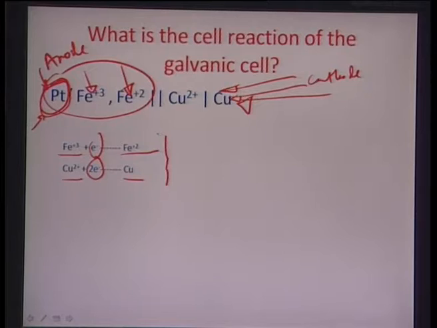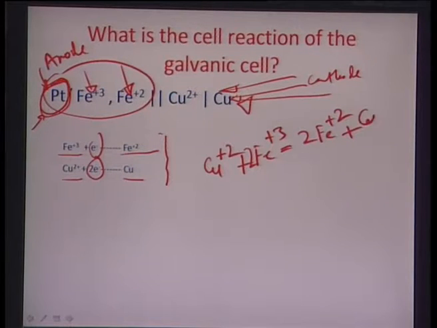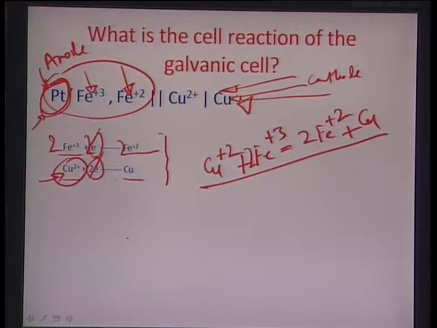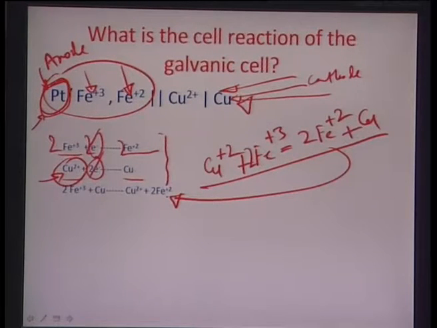In order to balance these two, we can easily write the final reaction as Cu2+ plus 2 Fe3+ giving 2 Fe2+ plus Cu. This is just for the purpose of charge balance. So, you have to generate 2 electrons here to compensate for the 2 electrons which are needed to reduce the copper to its copper 0 state. This is how the final cell reaction of this particular galvanic cell would look.